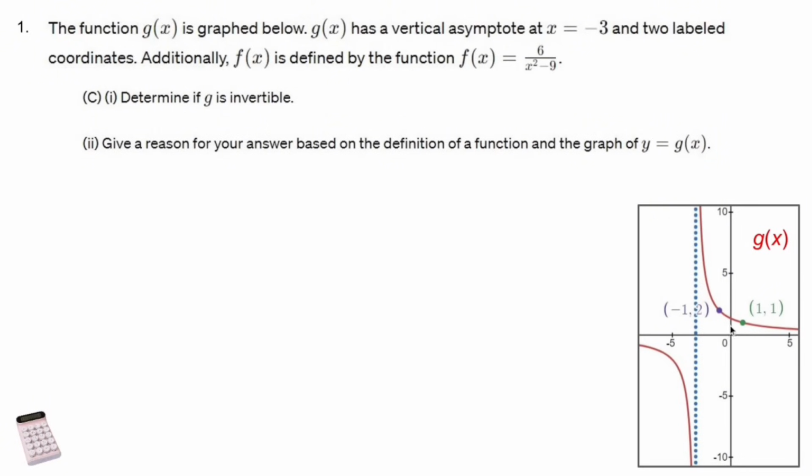Again, we've got something very similar to what we just saw in f, but this one only has one vertical asymptote. It's asking if g is invertible. Now, what does invertible mean? Invertible means, can you find the inverse?